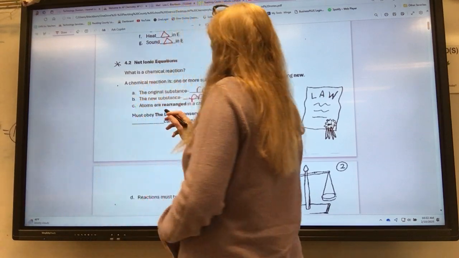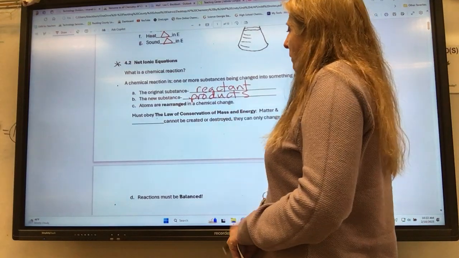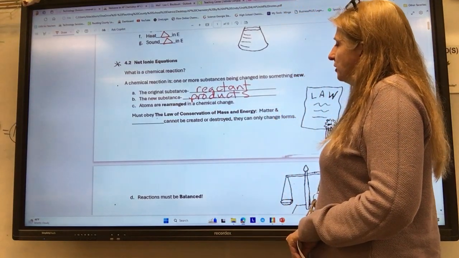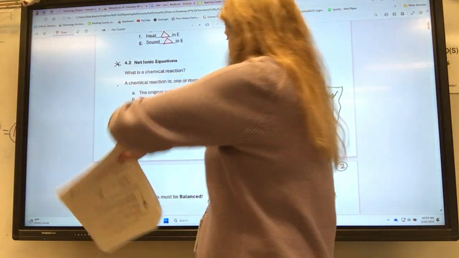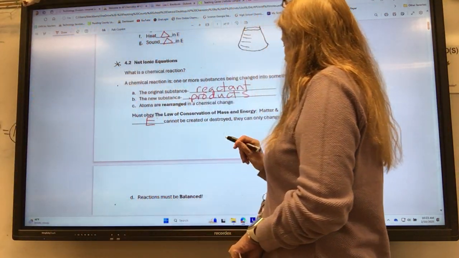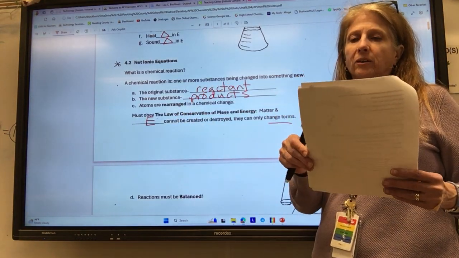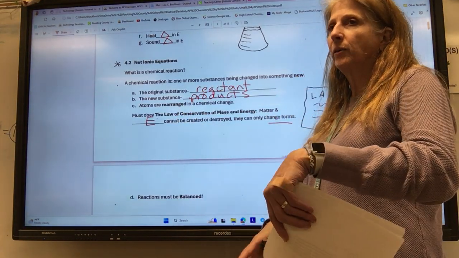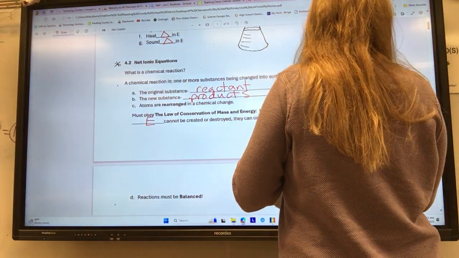Okay, and so atoms are rearranged, and now you have to balance them because they must obey the law of conservation of mass and energy. There's our law. Matter and energy cannot be created or destroyed. They can only change forms. Everybody remember that from honors? We are rocketing through this. This is great.